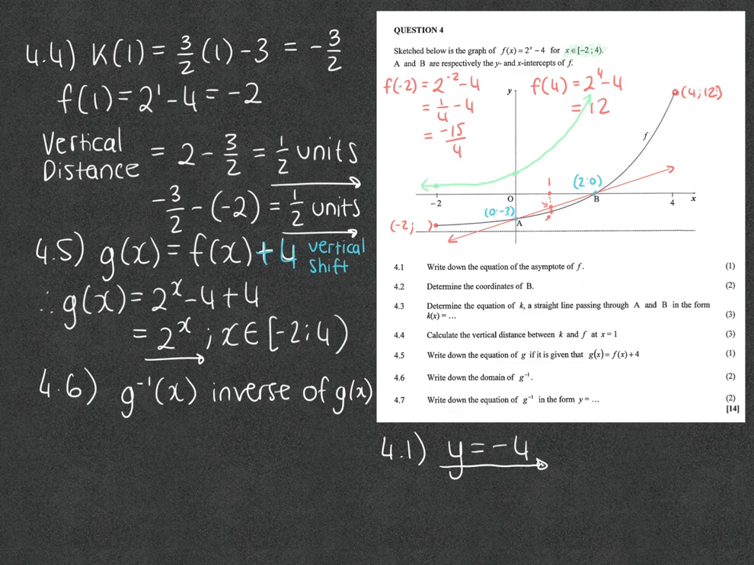Okay, and these points would have changed a bit. So yes, this was minus 15 over 4, but that's all been shifted up by 4 now. So if I add 4 to that, it gives me a quarter. So this new coordinate is minus 2 and a quarter. And if I take my new graph, if I go up all the way, it's now going to be 4 and 16.